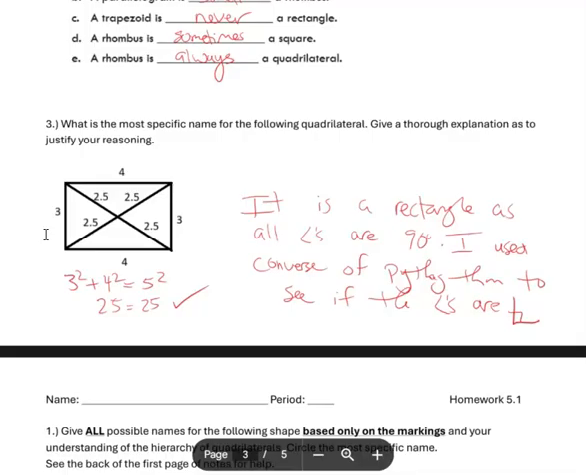Now looking at this, it has 4 sides. It's going to be a quadrilateral. It looks like a rectangle, but the only way we could say it's a rectangle is if it has a right angle. And it looks like it has a 3, 4, 5 triangle inside of it. So that would mean that it is a right triangle, right angle, and therefore it is going to be a rectangle. Hopefully that made sense.